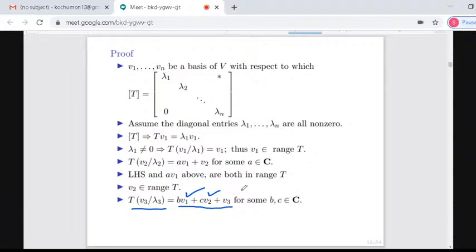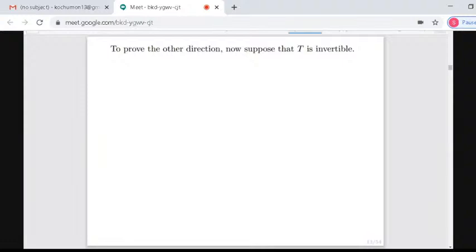By going like this, we can see that each Vj is in the range. Therefore, if each basis vector is in the range of T, then T is surjective. Therefore, it is invertible. And now we prove the other direction.